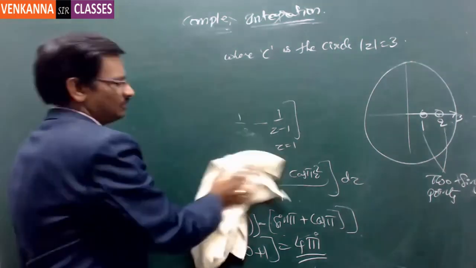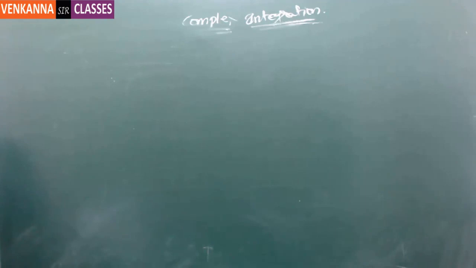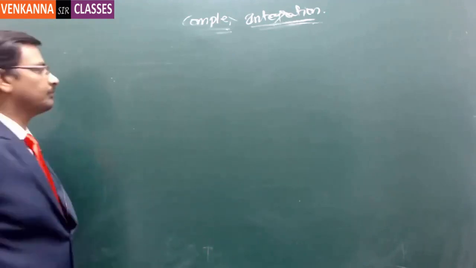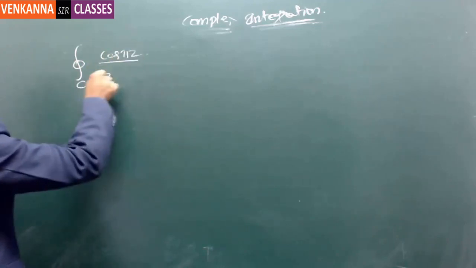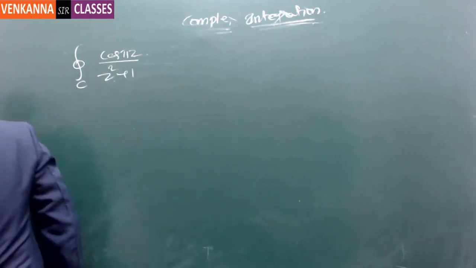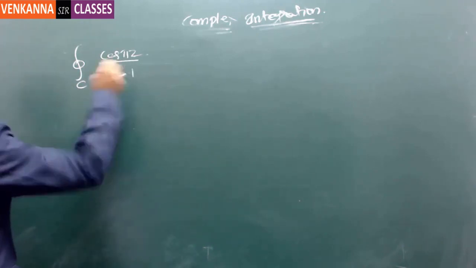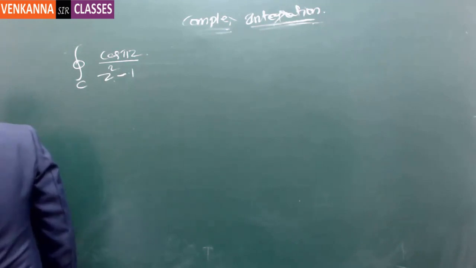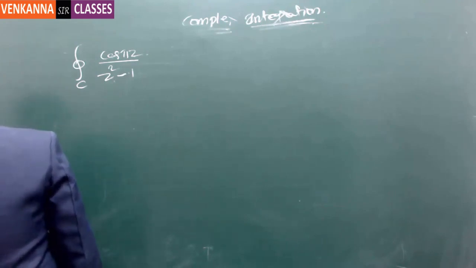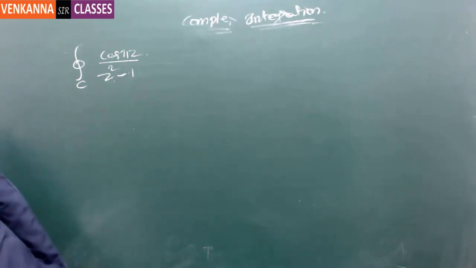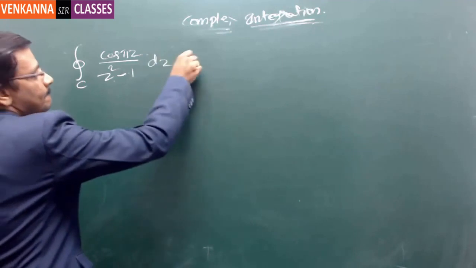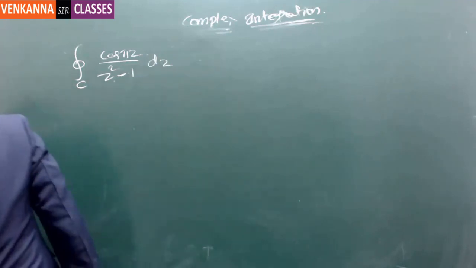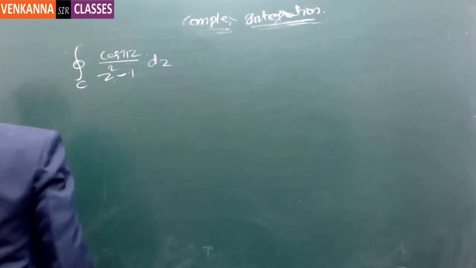Note down one more. Integral over the closed contour C of cos pi z divided by z squared minus 1 dz, around a rectangle with vertices 2 plus or minus i and minus 2 plus or minus i.